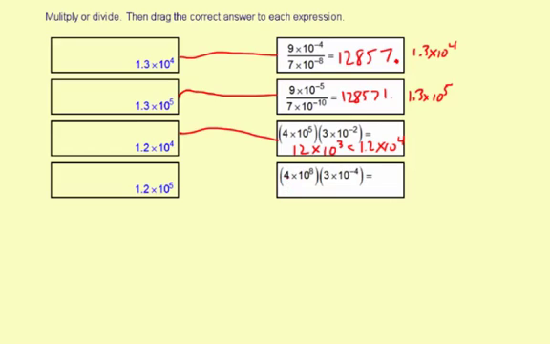And then for the last one here, 4 times 3 is 12. This is going to be times 10 to the 8 plus negative 4, or 8 minus 4, which is 4. But I have to move the decimal point again, so it's going to be 1.2 times 10 to the 5th. And that matches up with this one.